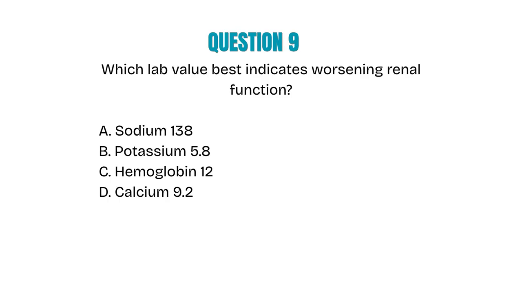Question 9. Which lab value best indicates worsening renal function? A. Sodium 138. B. Potassium 5.8. C. Hemoglobin 12. D. Calcium 9.2.